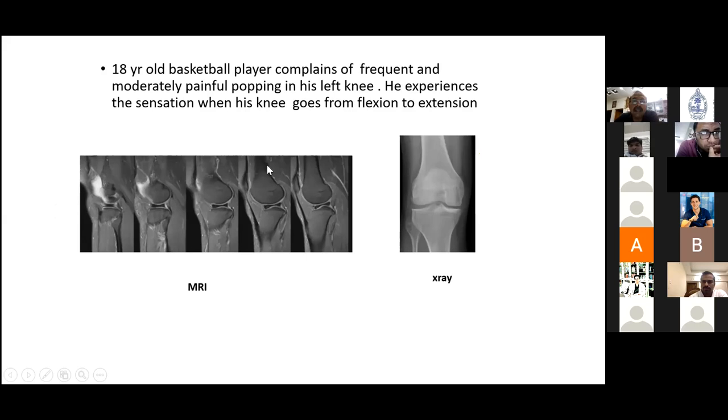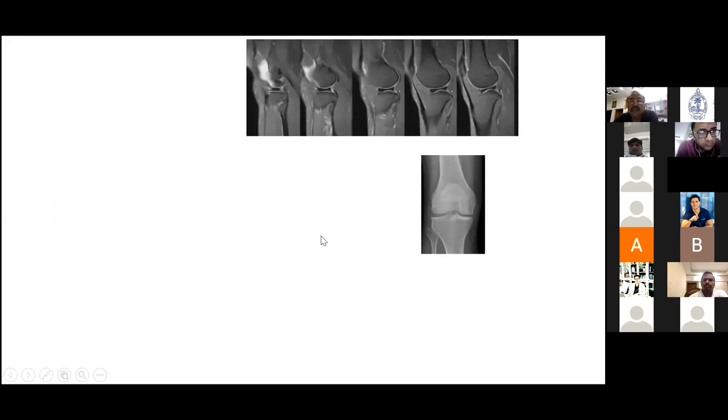Usually, in these coronal sections you can see both the triangles. Now here, the meniscus is continuing. So what is that? Here we can see the anterior horn of the lateral meniscus is gone. It's torn actually. There is only a signal intensity; that doesn't mean it is torn.